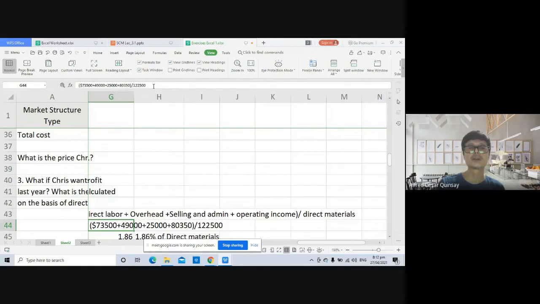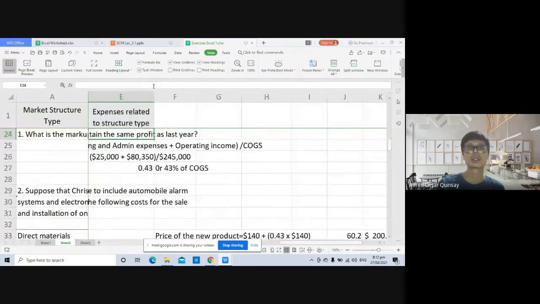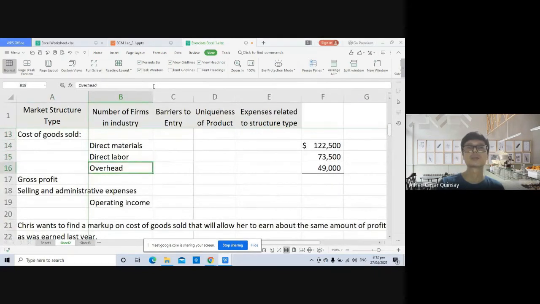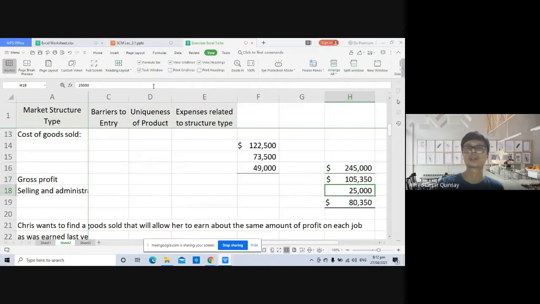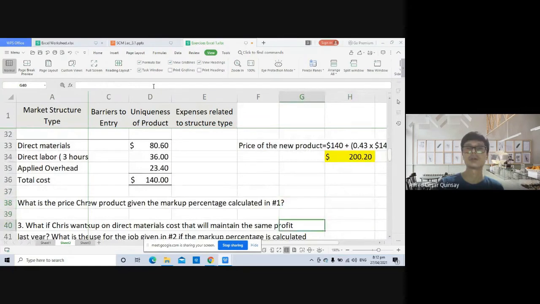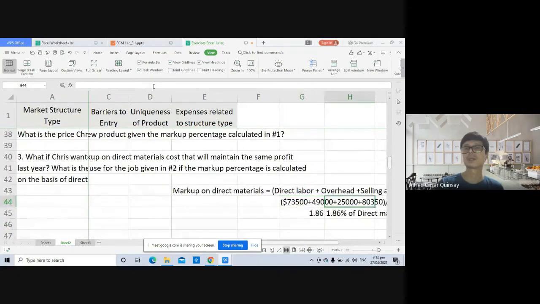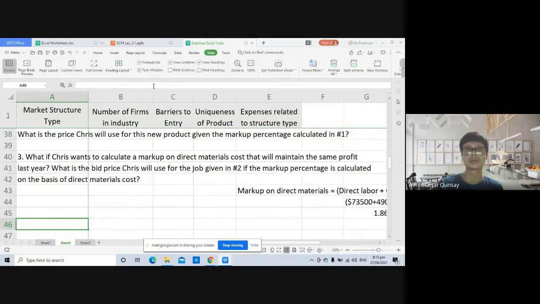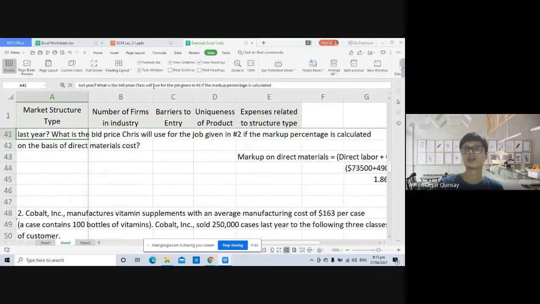So 73,500 for the direct labor. Ayun, nakita natin dito, 73,500, tapos plus 49,000, tapos plus 25,000 plus 80,350. So 73,500 plus 49,000 plus 25,000 plus 80,350 over, so add mo lahat yun, over 122,500. Ito yung direct materials. So makukuha mo dyan 1.86% of direct materials. Okay? So yan yung sagot.